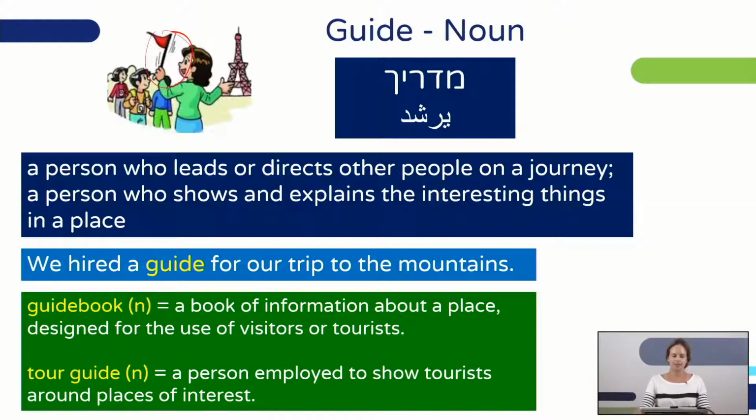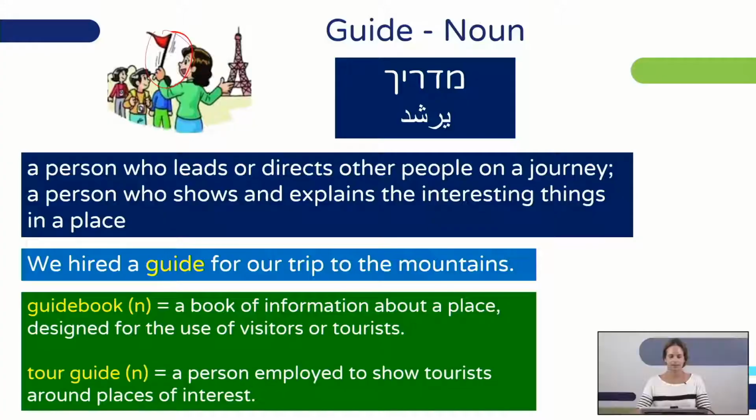Now a sentence would be, we hired a guide for a trip to the mountains. Okay, usually you'll hire a guide if you're going to a place that you don't know, right? So you'll have a guided trip, or a trip that's guided, that you have a guide. Or if you go to a place that you know, that you've been to often, you probably wouldn't have a guide.